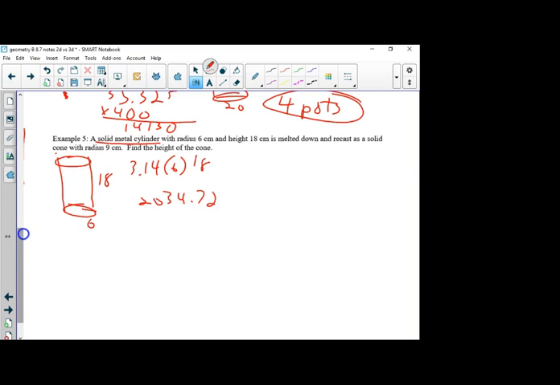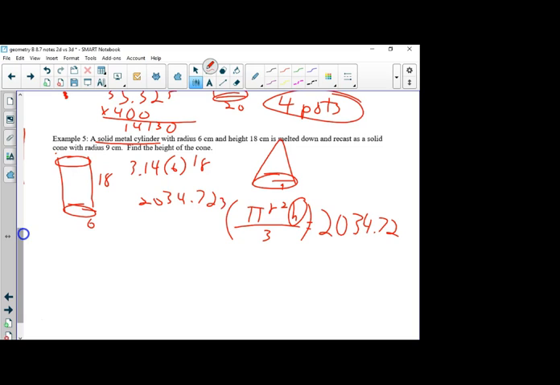So now we're trying to find the height of the cone that has a radius of 9. Okay? So we're going to use our formula for cone, which is pi r squared h divided by 3, because remember, a cylinder is a third of a cone, equals the 2,034.72 we just found. And we're trying to find the height. So I'm going to first multiply both sides by 3 to have pi r squared h equals 6104.16.